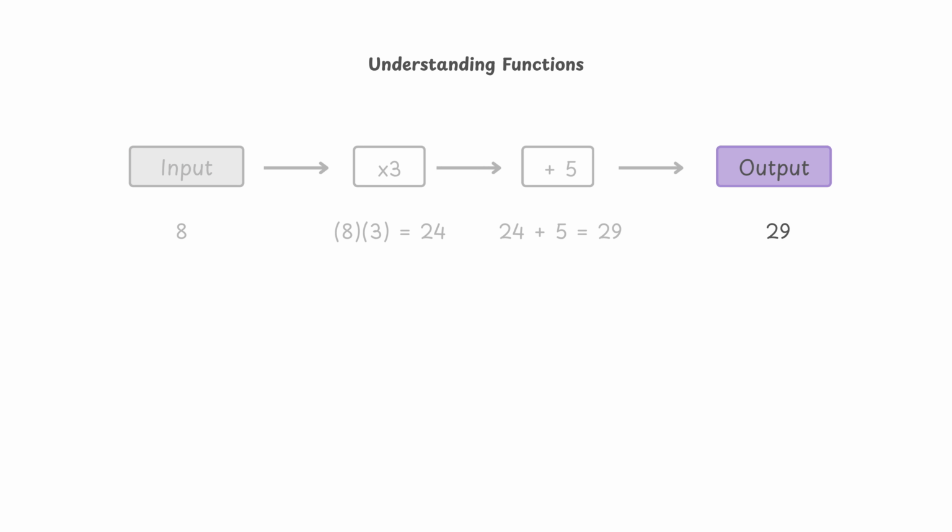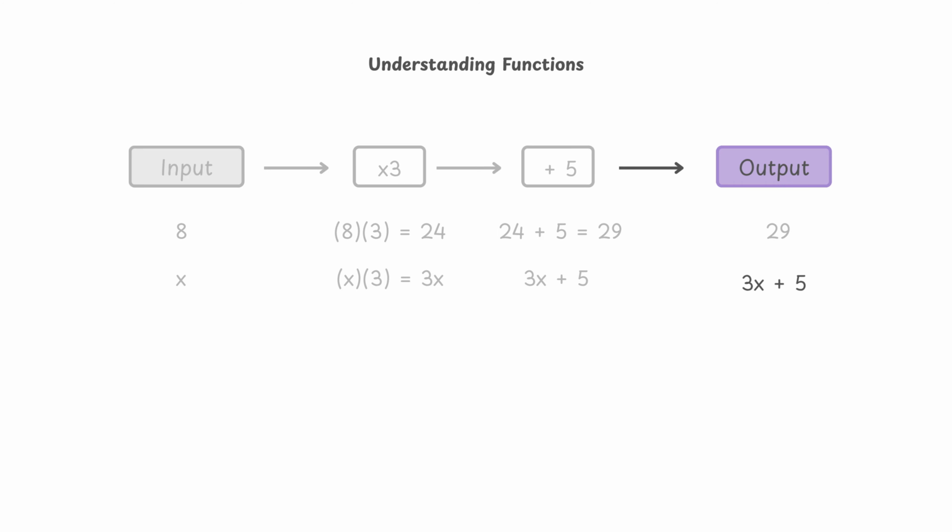Now let's look at this more generally. Instead of using a number like 8, we can use a variable. Here we use x to represent any input. This means x can be any value. We follow the same process. First, multiply x by 3. That gives us 3x. Then we add 5. So 3x becomes 3x plus 5. And that expression, 3x plus 5, represents the output. So instead of calculating for just one number, we now have a rule that works for all values of x.